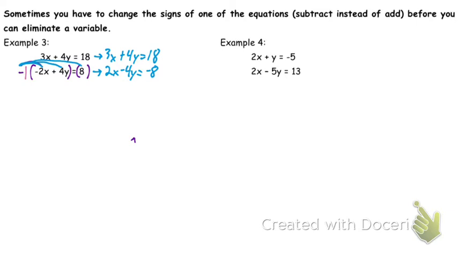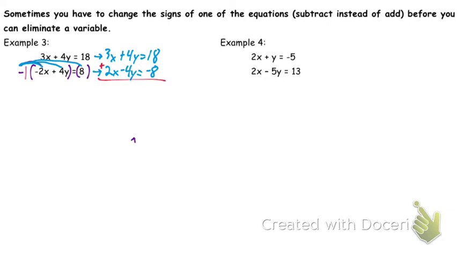Now, if we were to add, would we eliminate a variable? Yeah, what variable would eliminate, the x or the y? The y, because now they're the same number 4, but different signs. Okay? When they're the same number and different signs, you're ready to add. Let me say that one more time. When they are the same number, but different signs, you're ready to add. Okay? So let's add these two.